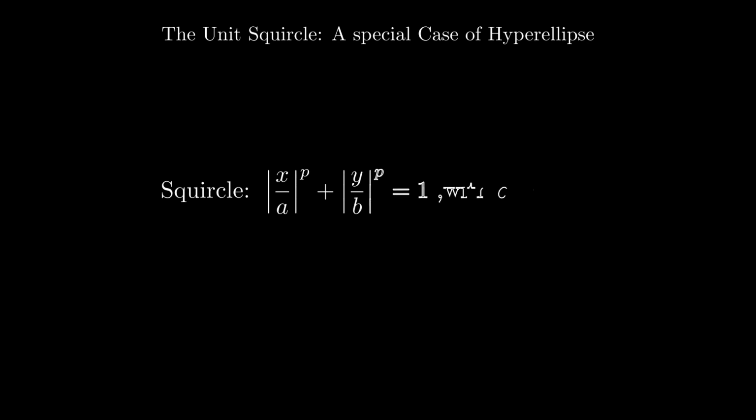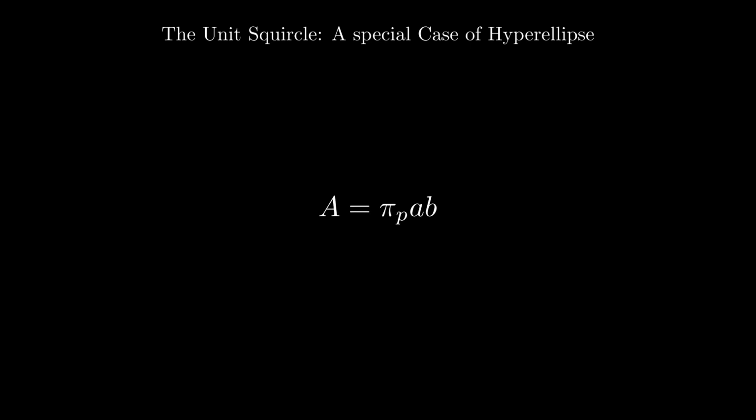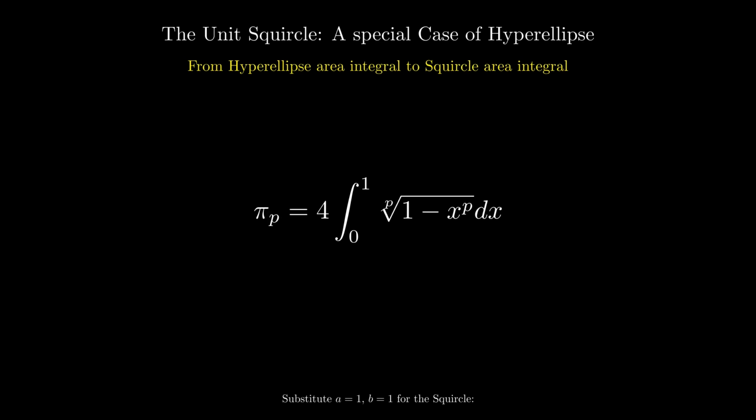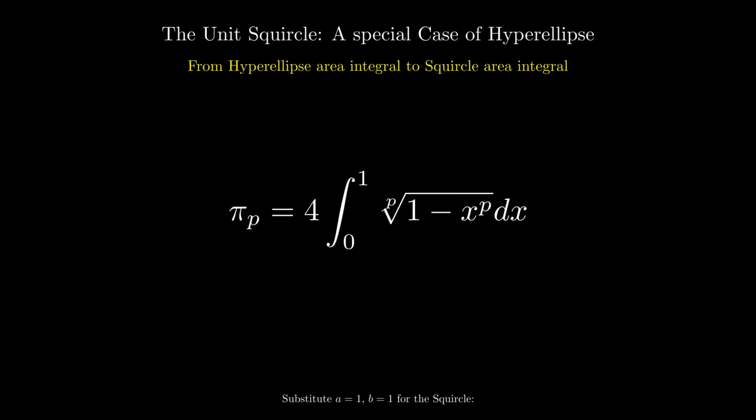Now remember that the squircle is a special case of the hyperellipse, which means its area is pi_p times 1 times 1, which is just pi_p. That means we can take the integral for the hyperellipse area, substitute a equal to 1 and b equal to 1 into it, and because we know that the area is precisely pi_p, we get another valid definition that will be added to our list.